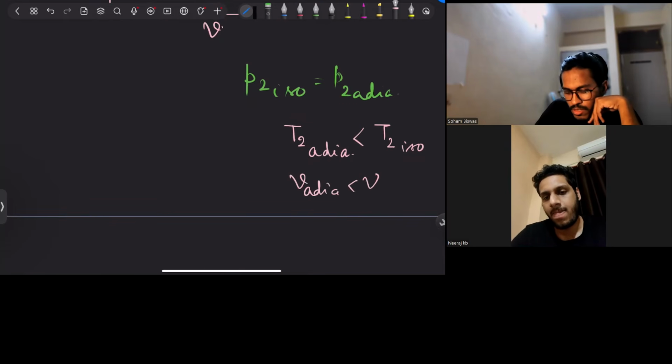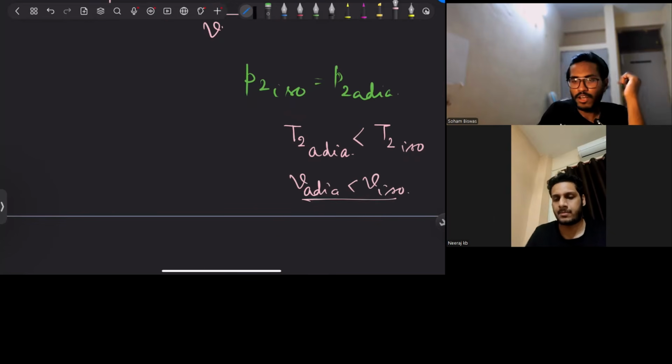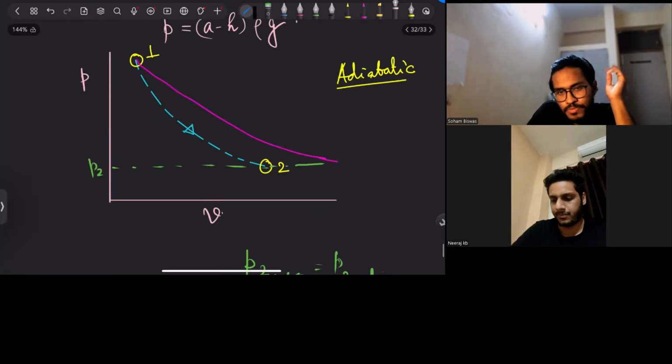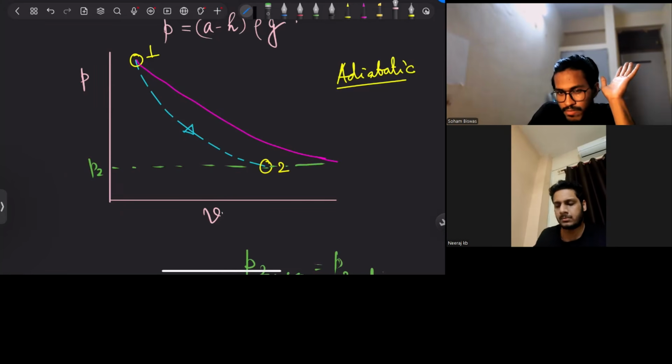Very good. Nice. So now consider, the actual process will be adiabatic, right? If we idealize it as an equilibrium one, then it will be adiabatic mostly because it is a fast process.